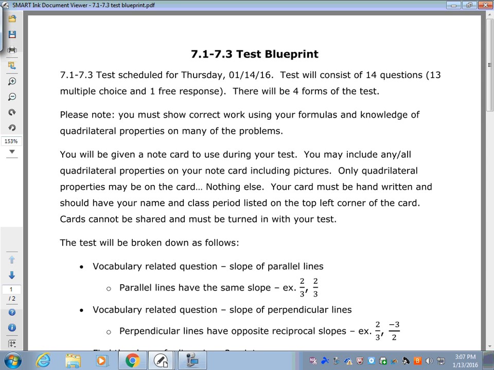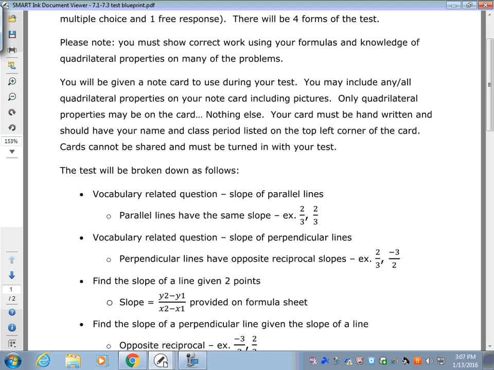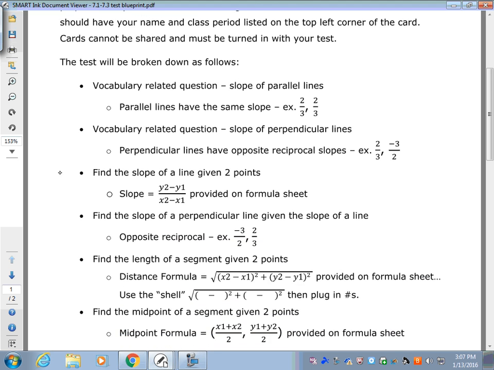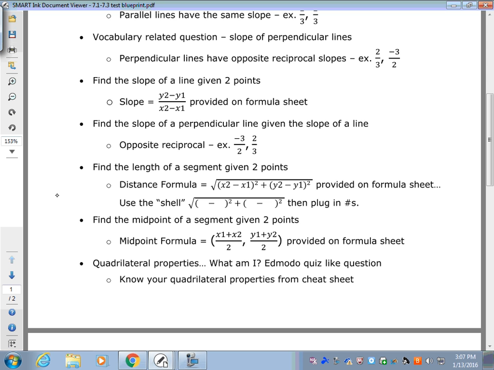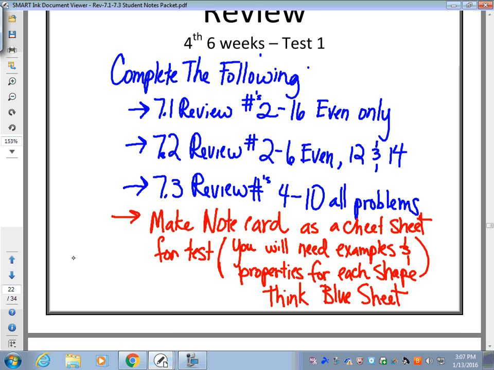Okay, you will have a blueprint on Edmodo, so the code is on the back. Make sure you get that. It pretty much will just tell you the parts or the things that you're going to be tested on. I'm going to show you which questions or what formulas you need to know on your review. So, the last thing you're going to do in your packet are the following.